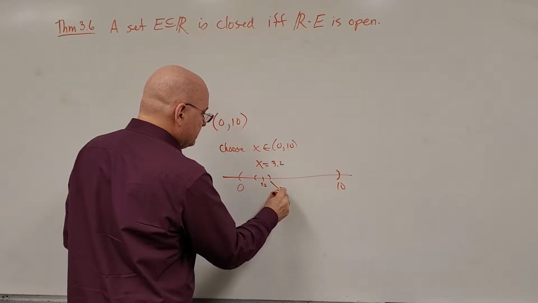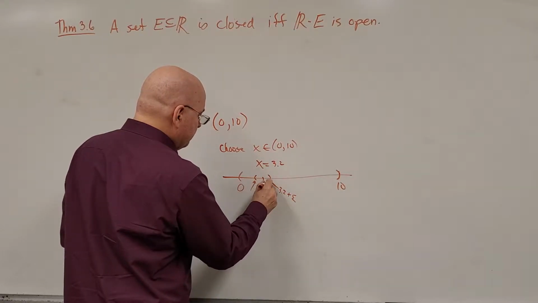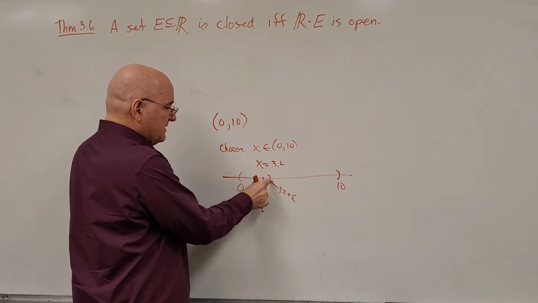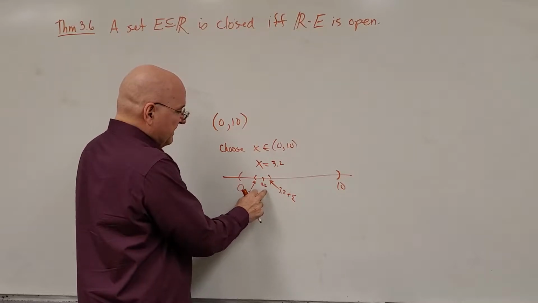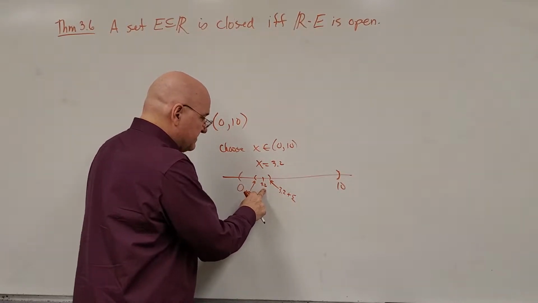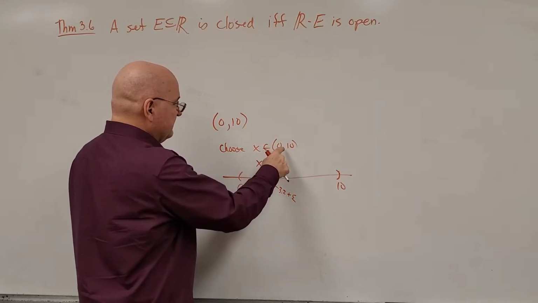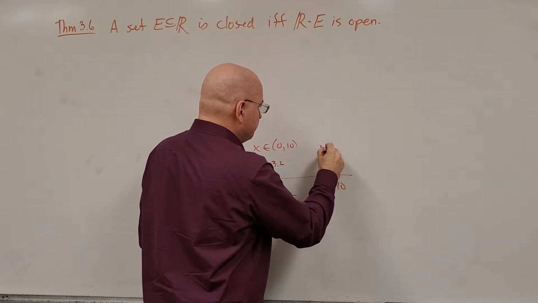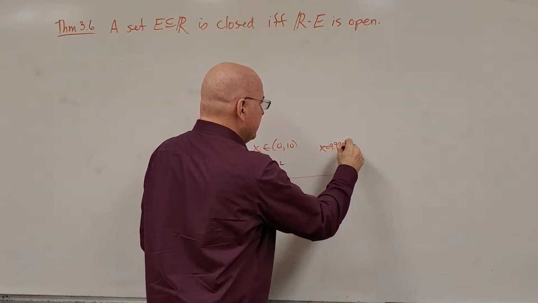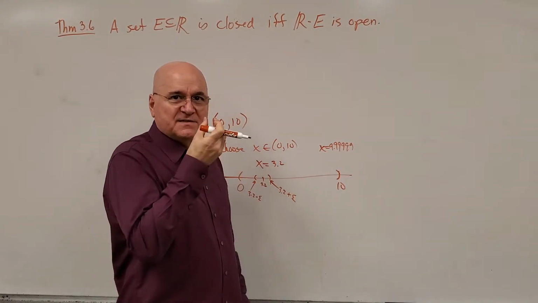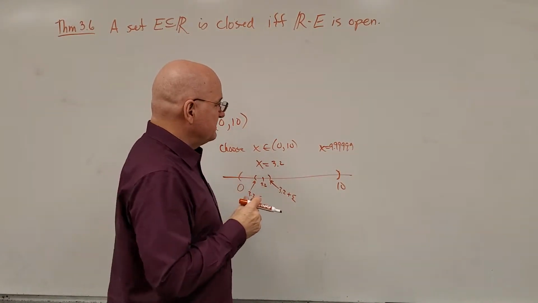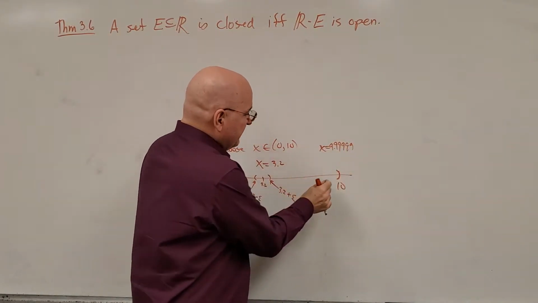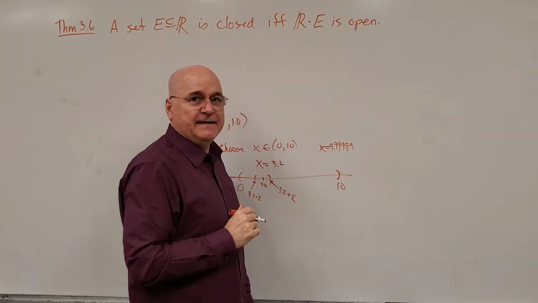This would be 3.2 plus epsilon. This would be 3.2 minus epsilon. You can get an epsilon small enough so that the entire interval, 3.2 plus or minus epsilon, is completely contained in this set right here. And even if you pick 9.99999, you can still find a really small epsilon such that 9.99999 plus or minus epsilon is still not touching 10.